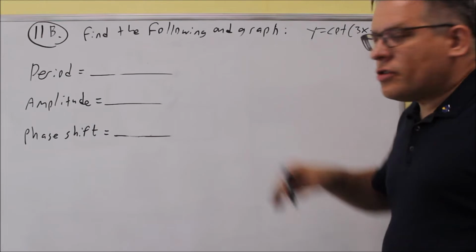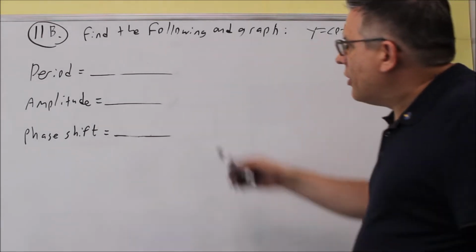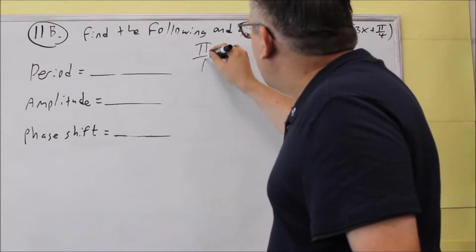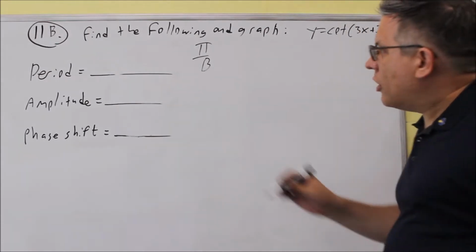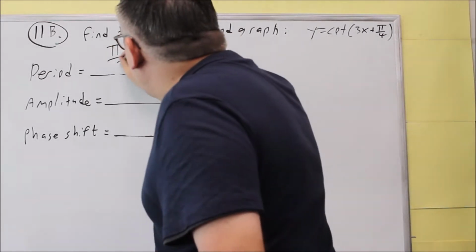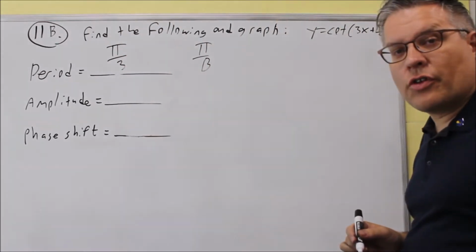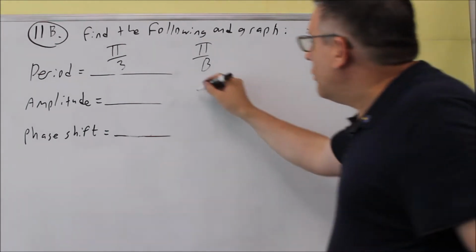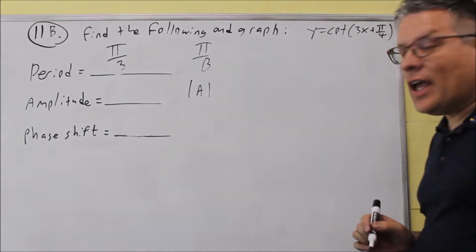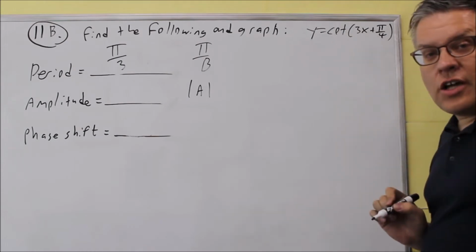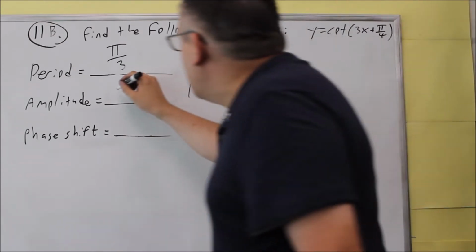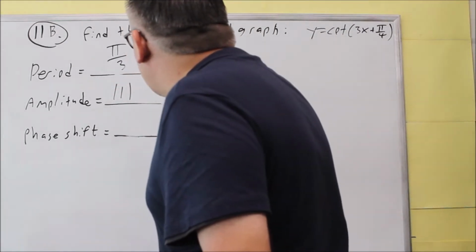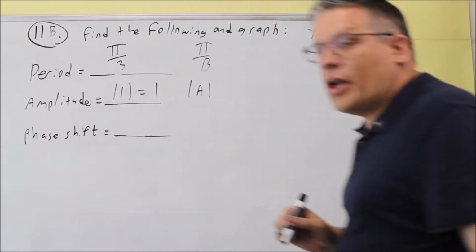For the period, amplitude, and phase shift, you want to know the formulas for it. Your period, again, pi over b is the formula that you want to use. In this case, it's just going to be pi over 3, nothing else you have to do for that one. For the amplitude, the formula is the absolute value of a. The number in front of the cotangent is just a 1, so the amplitude is the absolute value of 1, which is just 1.